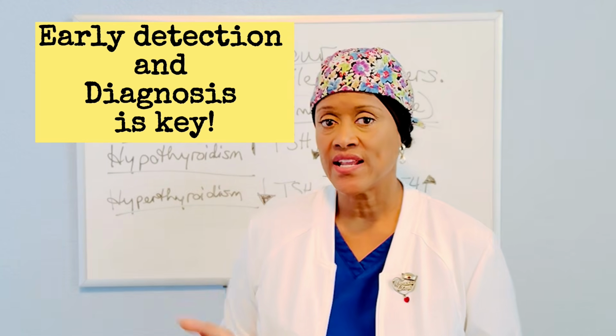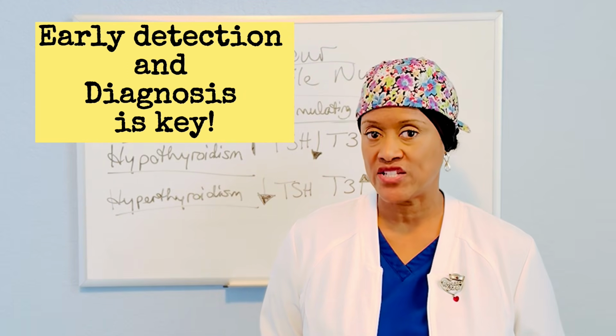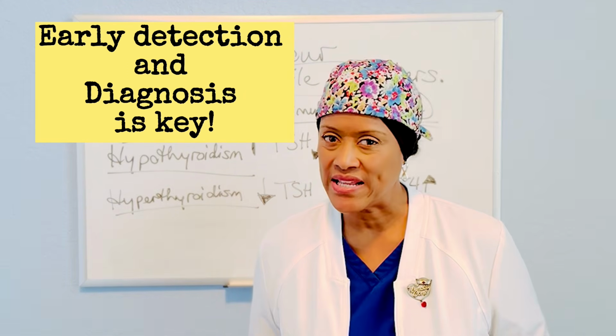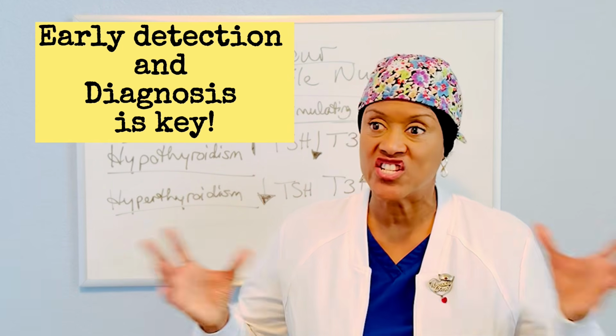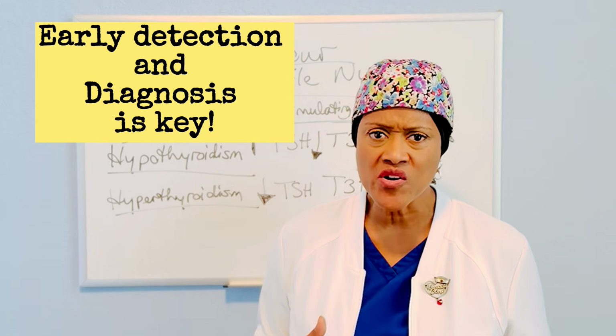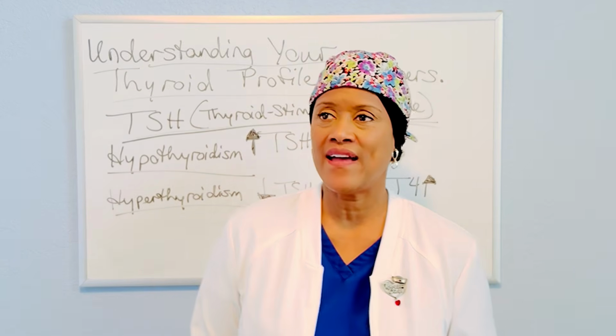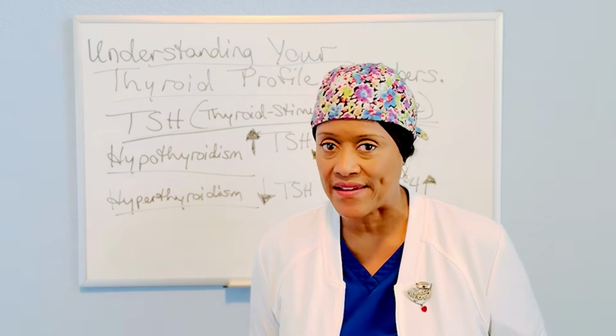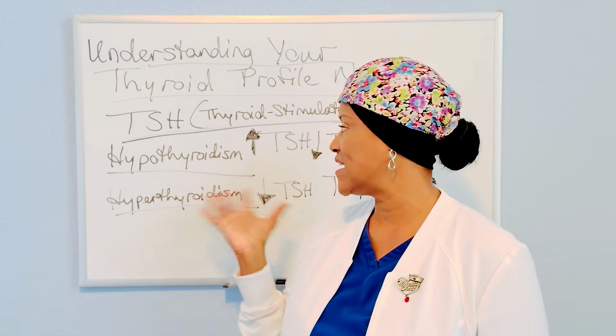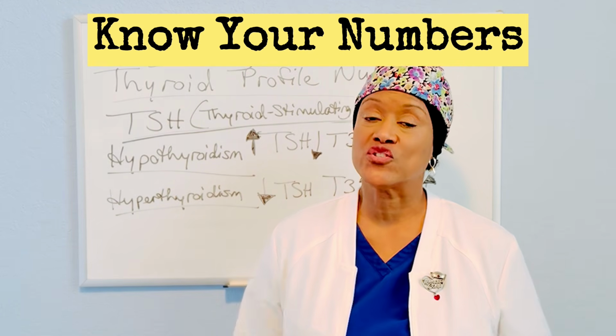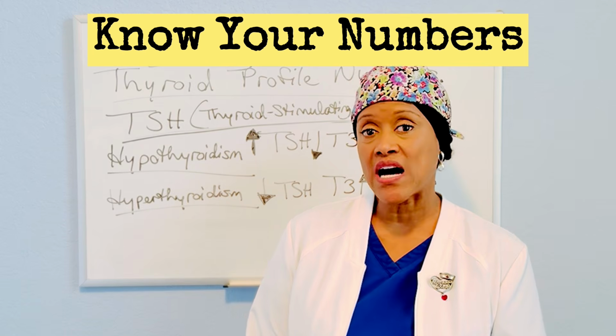So why is it important to know all of these numbers? Because early detection can help you get the proper treatment that you need. You don't want to walk around moody. You don't want to walk around depressed and anxious all the time, or with tremors, or cold all the time. You don't want to experience that. That affects your overall quality of life, okay? So you want to stay on top of these numbers to keep yourself at that optimal health level.